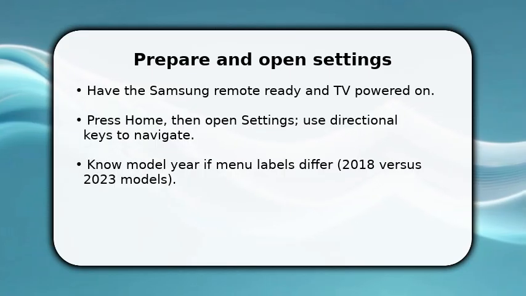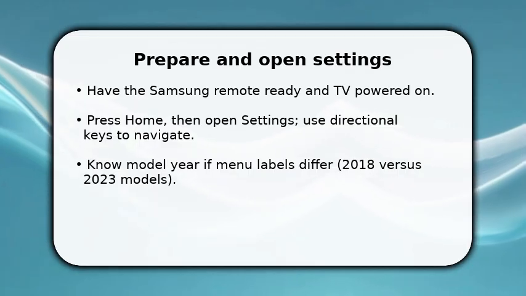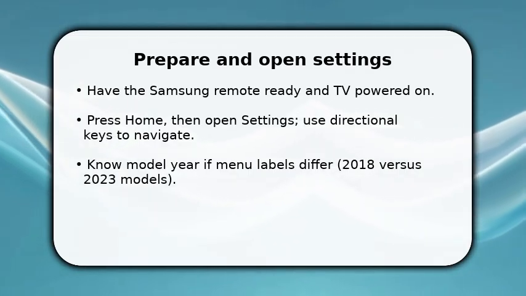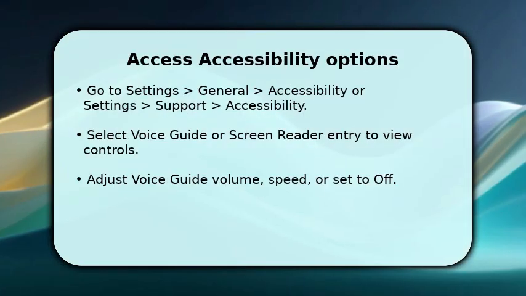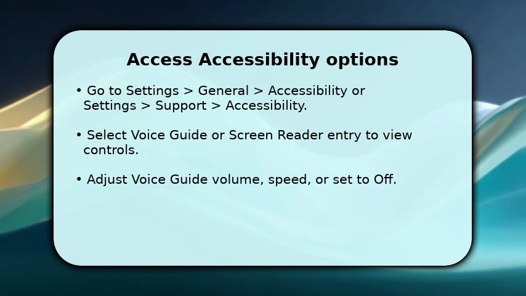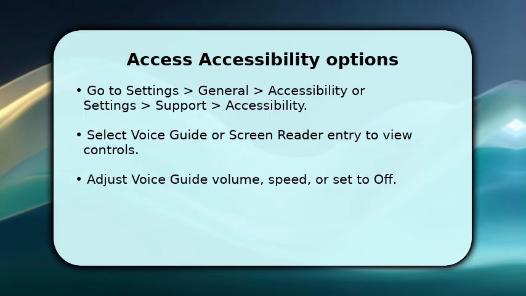Now navigate to General or Support quickly with the arrows. These actions get you to the accessibility area faster, so you can stop the voiceover without hunting through unrelated menus. Navigate into Accessibility. Different models place it under General or Support, so follow the path that matches your TV.